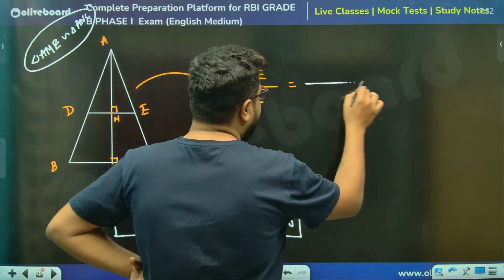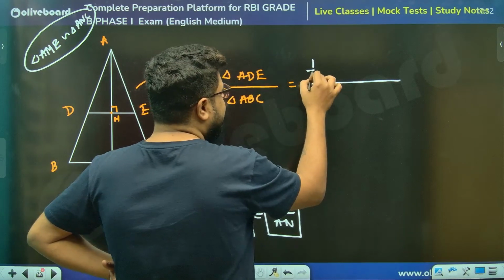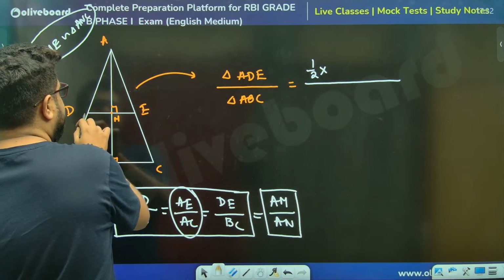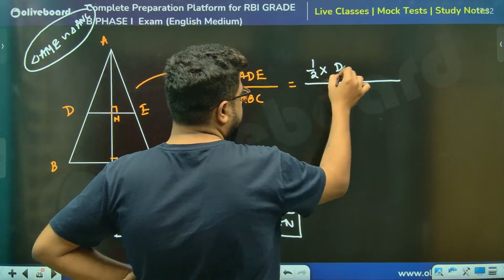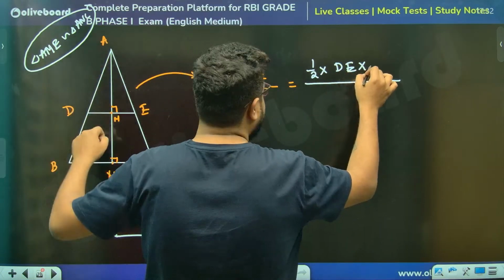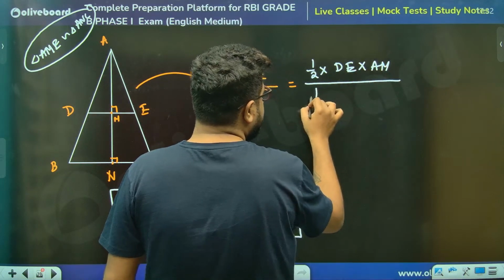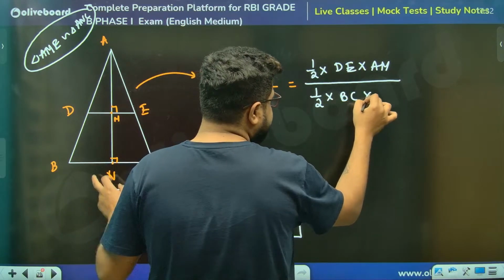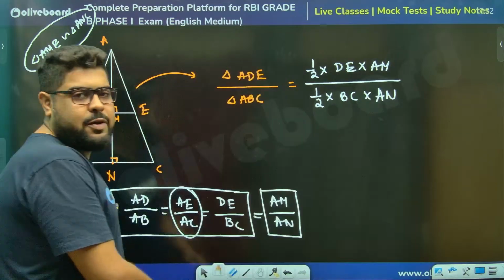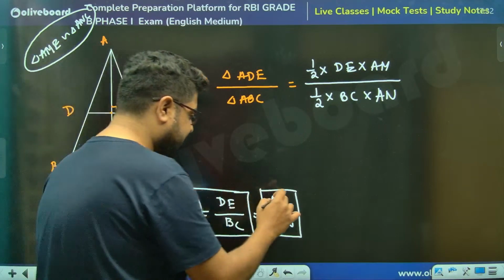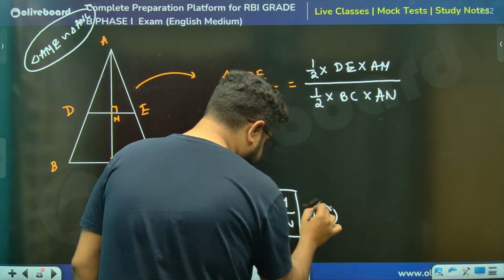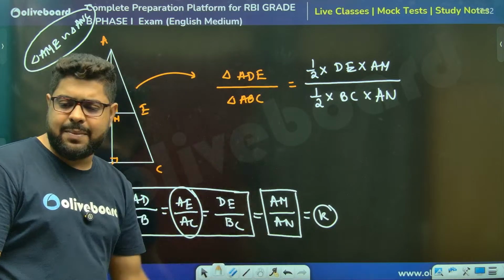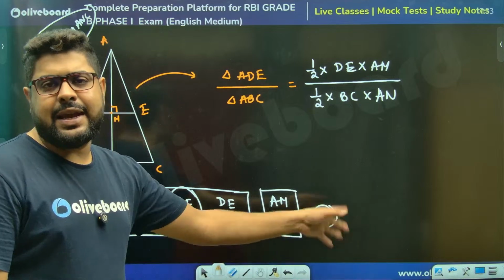Now, let's see. What is the area of triangle ADE? Half into base into height. Base is DE, height is AM. For ABC, half into base BC, height is AN. Perfect, everyone. Think. I'm saying this ratio AD by AB, or AE by AC, or DE by BC, or AM by AN, all the ratios are the same, equal to K.